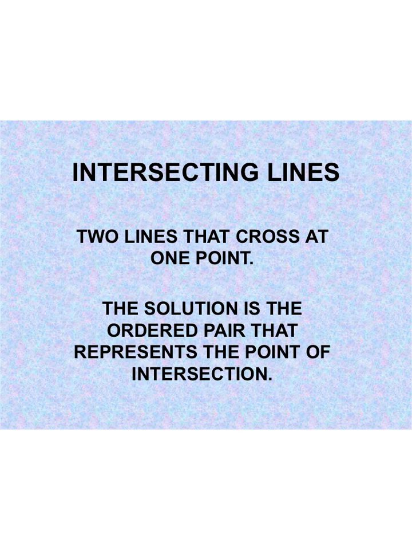All right, intersecting lines are two lines that cross at one point. The solution is the ordered pair that represents the point of intersection. So if I have two lines and they cross at one point, whatever that ordered pair is represents the solution to that particular system.